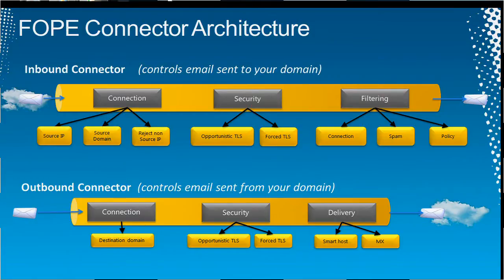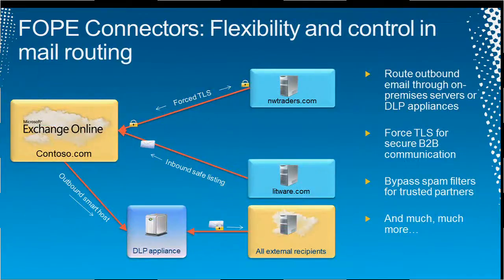So this is the FOPI connector. We talked about the layers of control you have on connection security and filtering for inbound, and for outbound you have connection security and delivery, smart host or MX record. Let's talk about how connectors help provide flexibility and control for mail routing.